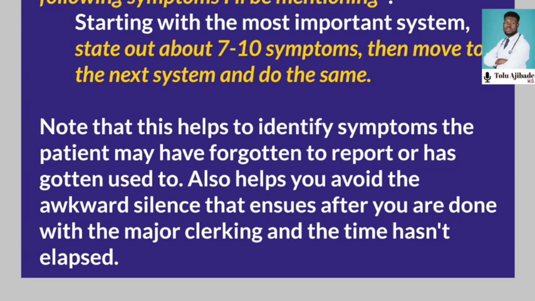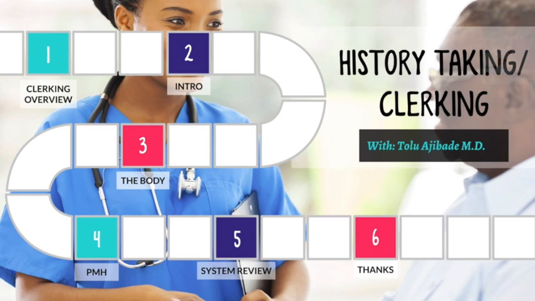So it also helps you avoid the awkward silence that ensues after you're done with a major clerking, okay? So you've finished the clerking, you've done the past medical history, past surgical history, and then you still have time. What do you do? Like I mentioned earlier, take your time here and just enjoy the process. Ask the questions one after the other in a very confident manner. Don't fidget, don't be agitated. Just do it and get your marks and move on to the next station, okay? And that is almost all.